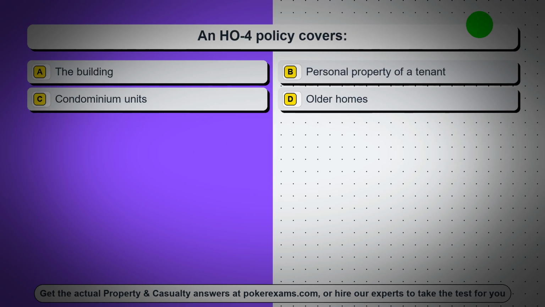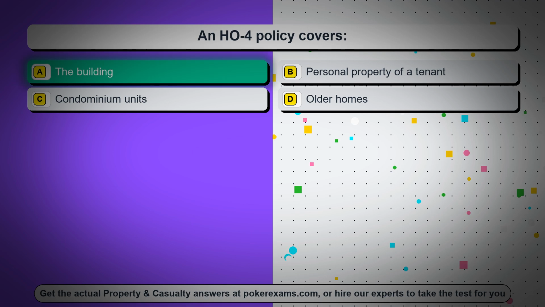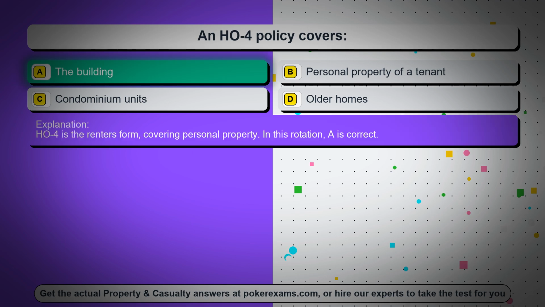Question 29. An HO4 policy covers: Option A, the building. Option B, personal property of a tenant. Option C, condominium units. Option D, older homes. The correct answer is option A, the building. HO4 is the renter's form, covering personal property. In this rotation, A is correct.